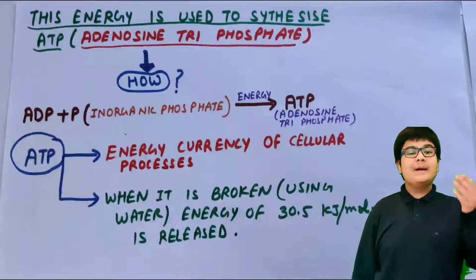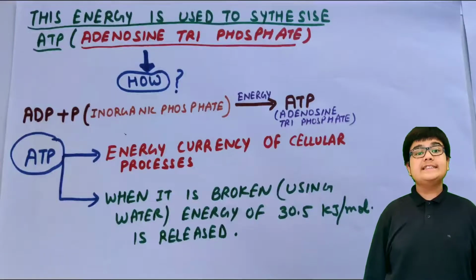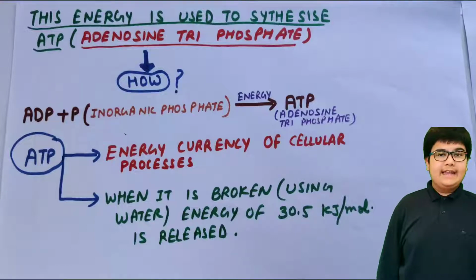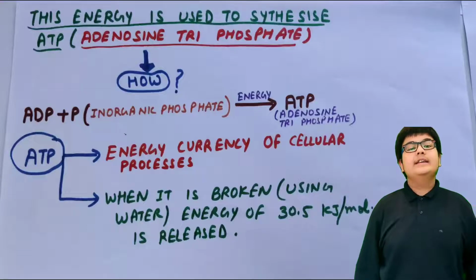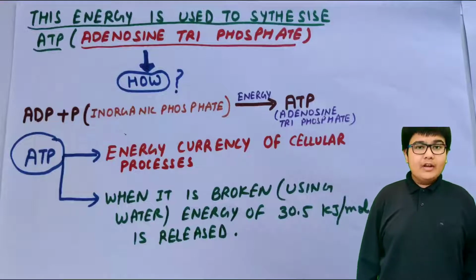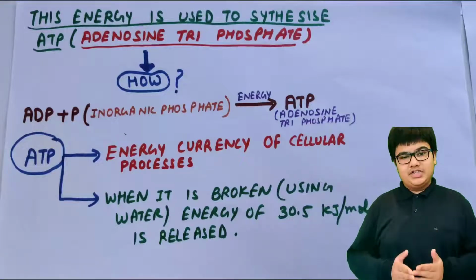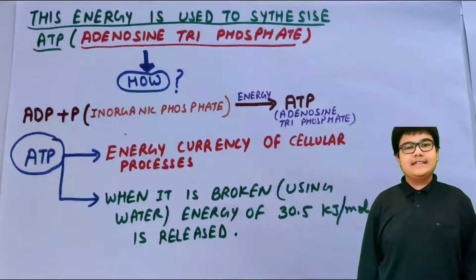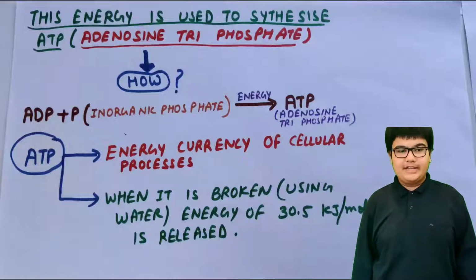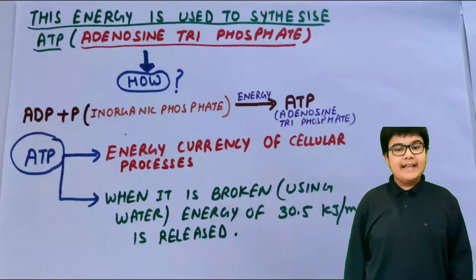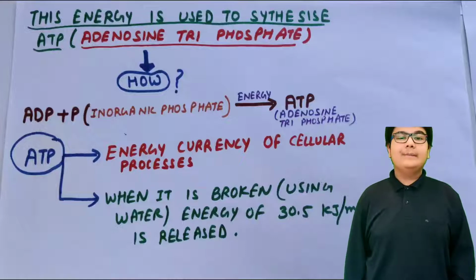The energy produced by the process of respiration is used to synthesize ATP, that is adenosine triphosphate. Now let us learn about the formation of ATP. In our cytoplasm and mitochondria, ADP, that is adenosine diphosphate, plus inorganic phosphate in the presence of energy form ATP. Now what is this ATP? It is the energy currency of all the cellular processes taking place in our body. And if we break it using water, energy of 30.5 kilojoule per mole will be released.